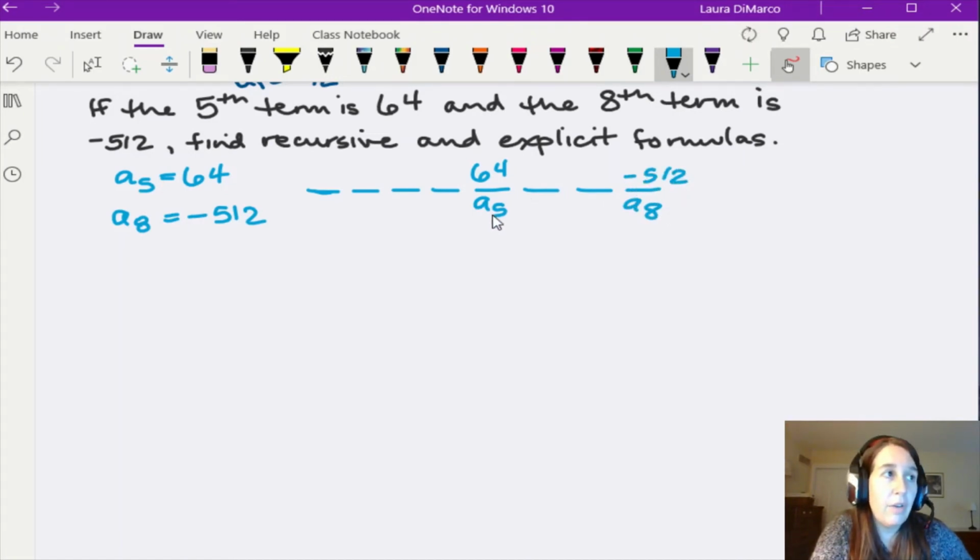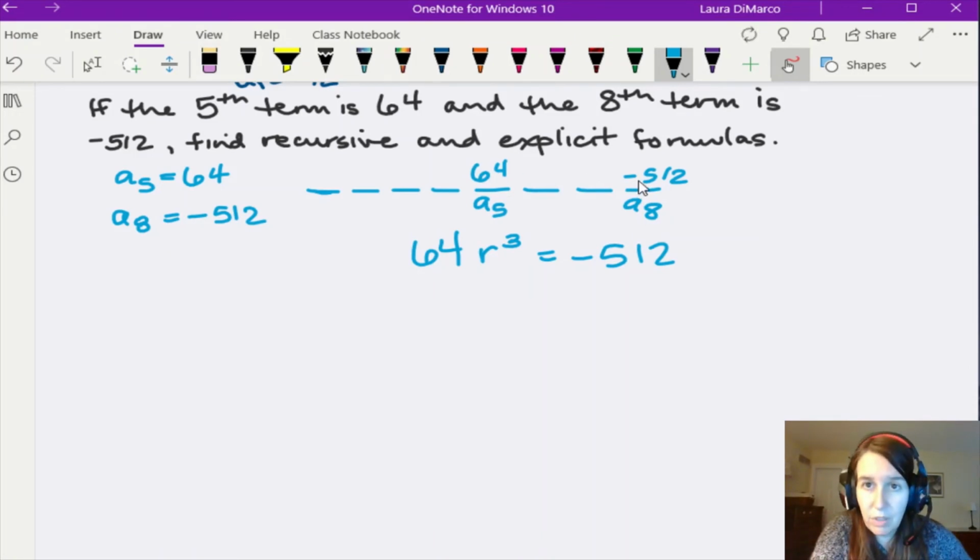Okay, now notice that from the 5th term to the 8th term, how many times am I multiplying by R? Hopefully you thought in your head 3, right? Times R, times R, times R. So this would be R cubed, so it's 64 R cubed is going to equal negative 512. Okay, that's how we get from this term to this term. So I'm going to divide both sides by 64. So that's R cubed is equal to negative 8.